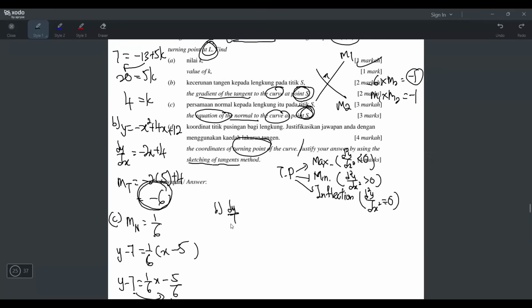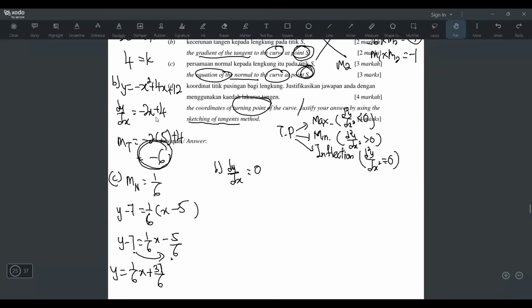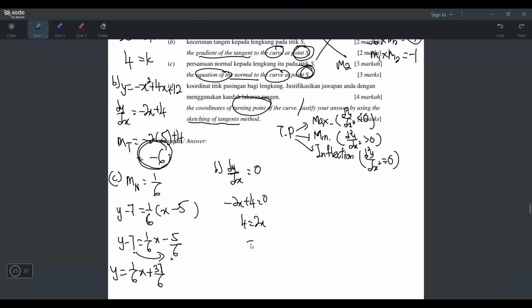So we will do dy/dx equals 0 because it's a turning point. All right. What is the dy/dx answer? I think I can stay silent from here. Negative 2x plus 4. And then now you will find x, 4 equals 2x, x equals 2. And this is your x coordinate of the turning point. And how to find y? Just sub inside the y equation.